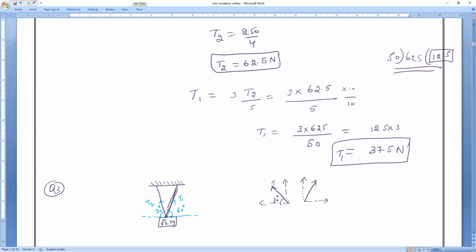This is T2. So T2 cos theta, T2 cos 30 degrees, and here T2 sin 30 degrees. And opposite here is the 60 degrees. Here it is T1. So T1 cos 60 degrees, and here T1 sin 60 degrees. Understood? For this, I think we are very familiar. We have done so many times. Am I right?